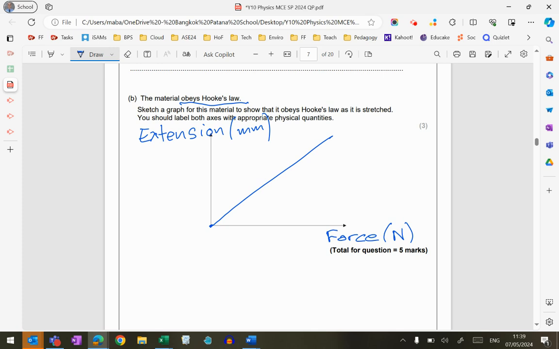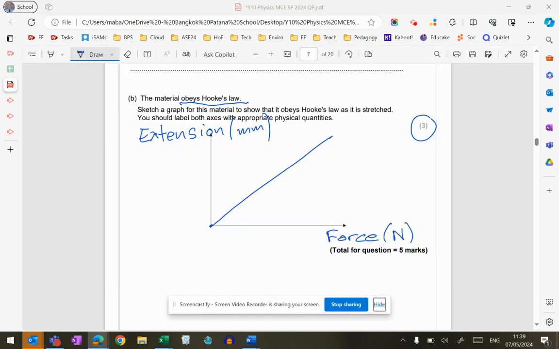Okay, so if you break that down in terms of the marks, you're going to get 1 mark for getting the axes correctly labeled, 1 mark for your graph going through the origin, and 1 mark for it being a straight line. End of question.